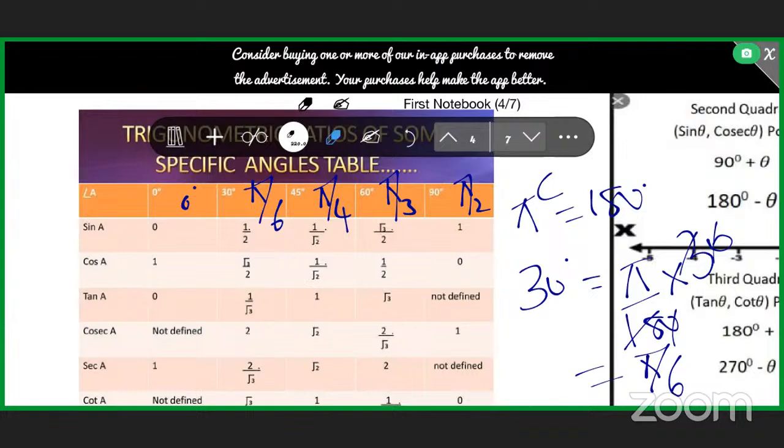So sine 0 is 0, sine pi by 6 is 1 by 2, sine pi by 4 is 1 by root 2, sine pi by 3 is root 3 by 2, and sine 90 is 1. Once you learn this sine, it is easy to remember cos. Cos is just a reciprocal.